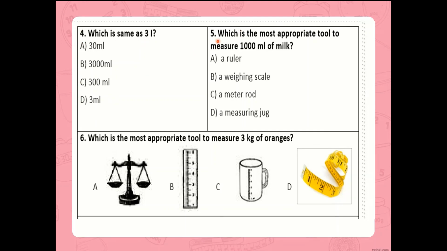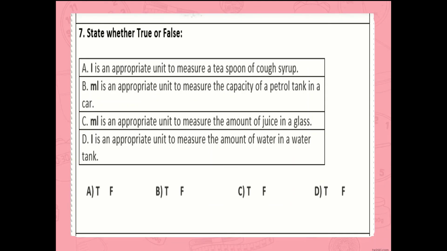Question number 5. Which is the most appropriate tool to measure 1000 ml of milk? 1000 ml of milk mean 1 liter of milk. So which tool is most appropriate? Just find out that. Question number 6. Which is the most appropriate tool to measure 3 kg of oranges? So to measure the oranges, which tool we have to use? Find out that.